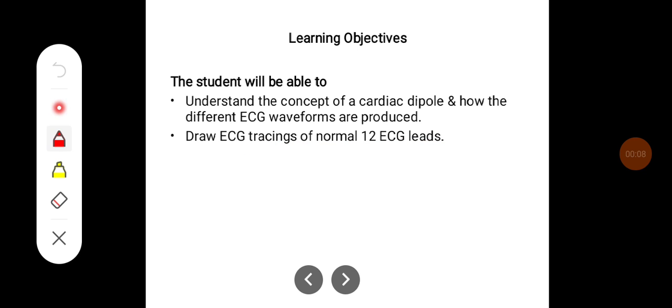Hello everyone. In this class, we'll try to learn about the physiological basis of ECG. The learning objectives would be to understand the concept of cardiac dipole and how different ECG waveforms are produced, and to understand and draw ECG tracings of normal 12-lead ECG.